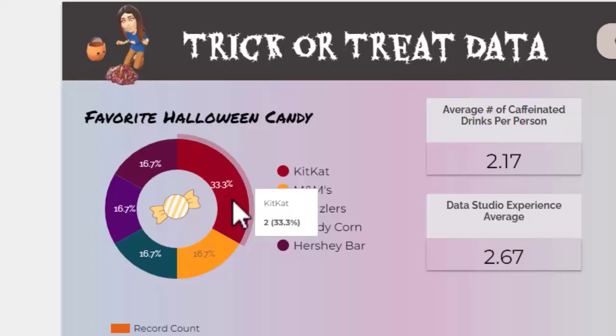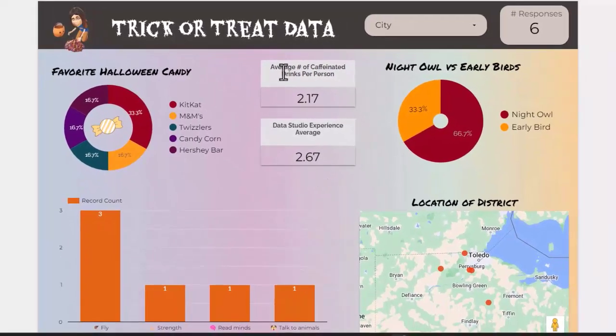So over here at favorite Halloween candy, I've got Kit Kat, and notice when I hover over it, so I see the percentage, but then it also shows how many people said that they liked Kit Kats. These are called just scorecards, and so this takes all of the drinks.